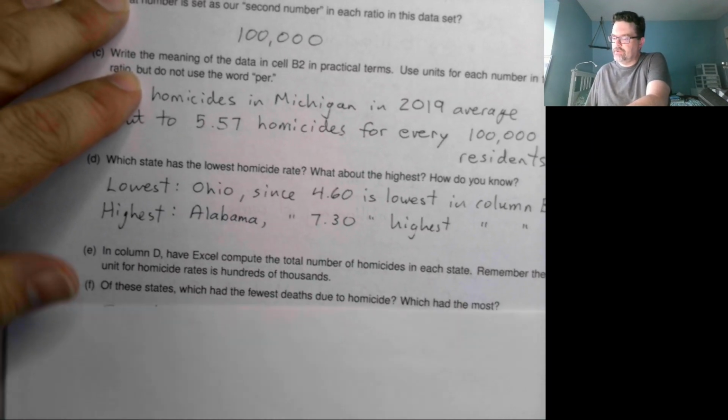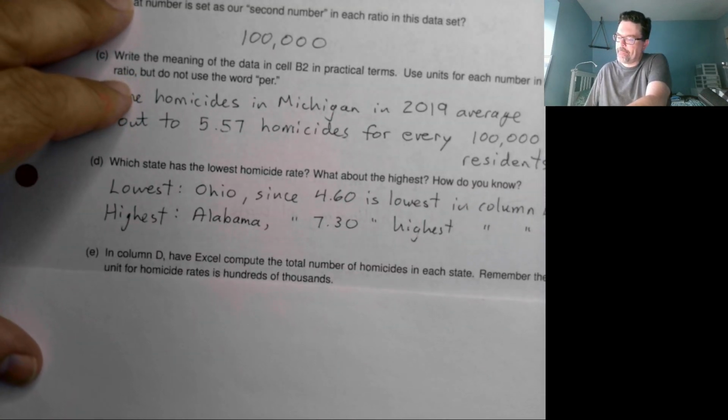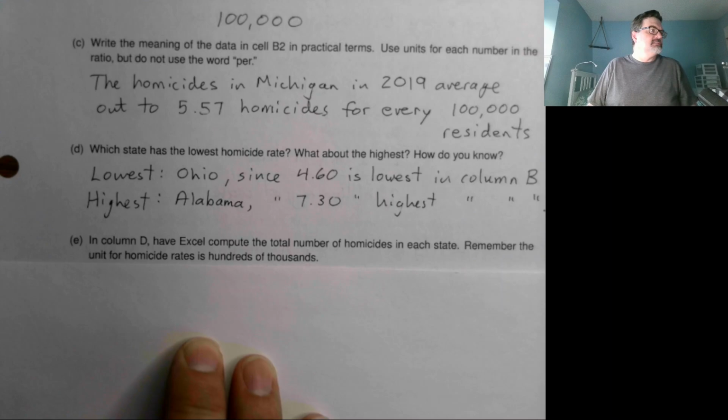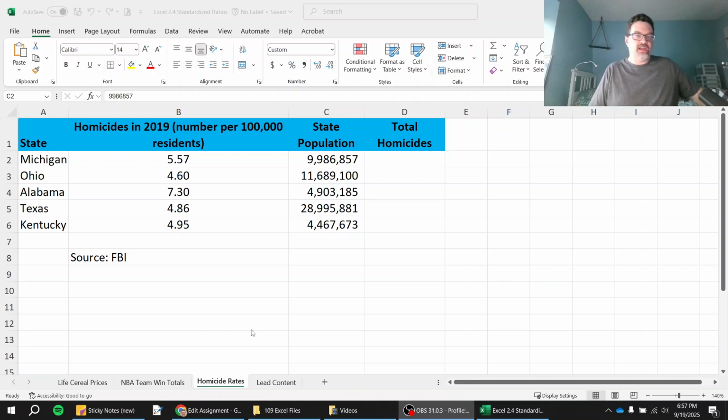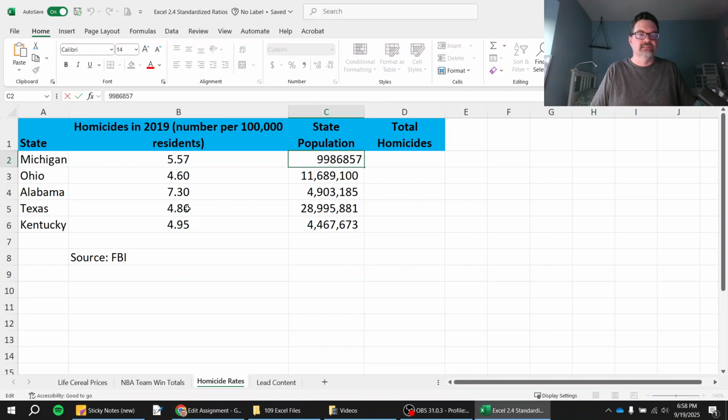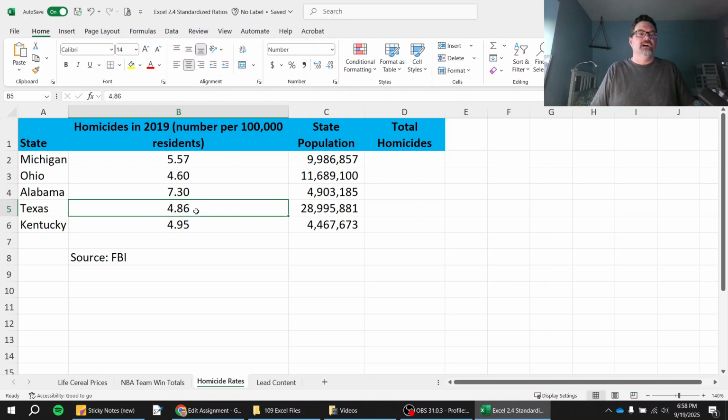Mathematically, what we're going to do here is have Excel tell us how many homicides there were. We're going to use these numbers to actually figure it out. Now, you would expect that Texas is going to have the most because its population is by far the biggest, even though its rate is not as high as Alabama's. Since it's got so many more people, there are probably going to be more homicides in Texas than anywhere else.